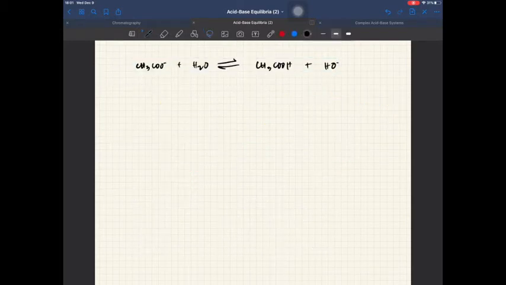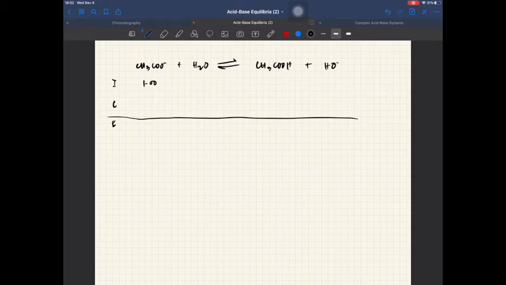So we have this equation here, and we can calculate the concentration of hydroxide ion using the ICE table. We have 1 molar here. Water is not counted. This one is 0, and this one is 0 initially. So this one is minus x, plus x, and this one is also plus x. Therefore, at equilibrium, we have 1 minus x molar. This one is x molar and x molar.